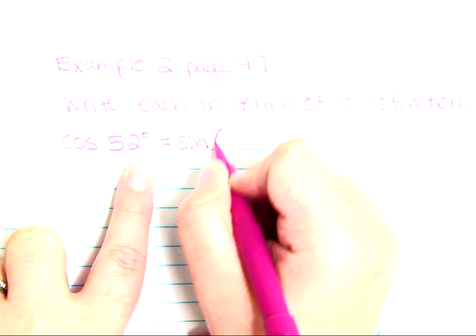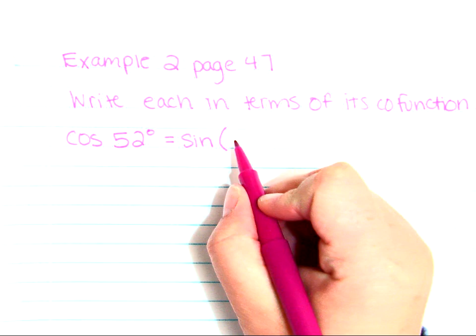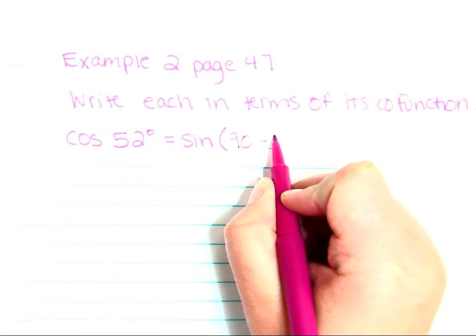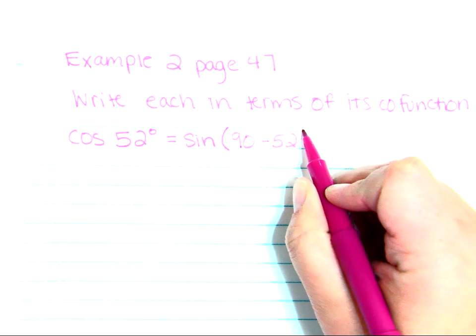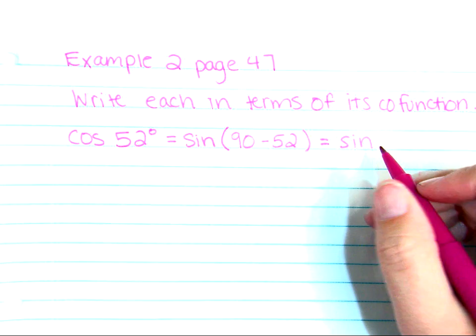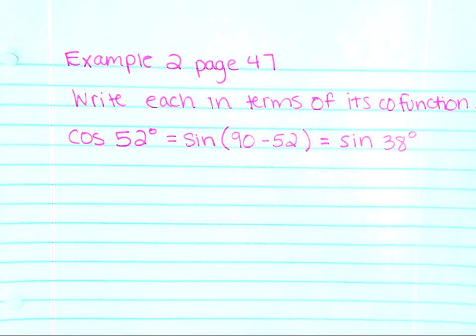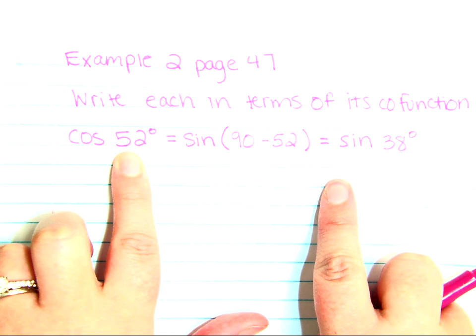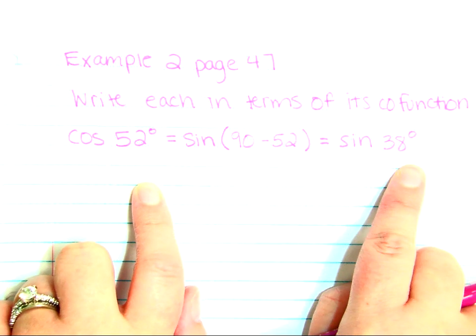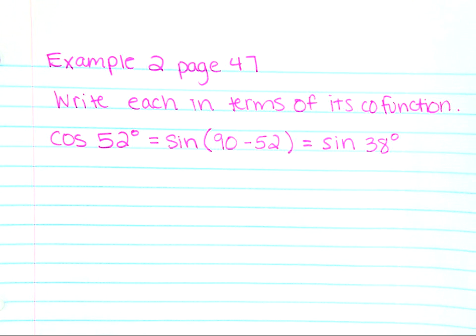Now think about the fact that these two angles have to be complementary angles, meaning they have to equal 90. So if I do 90 minus 52, this is really equal to the sine of 38 degrees. And you could even test this on your calculator. Put in the cosine of 52, put in the sine of 38, making sure your calculator is in degree mode, and those two should be exactly the same.